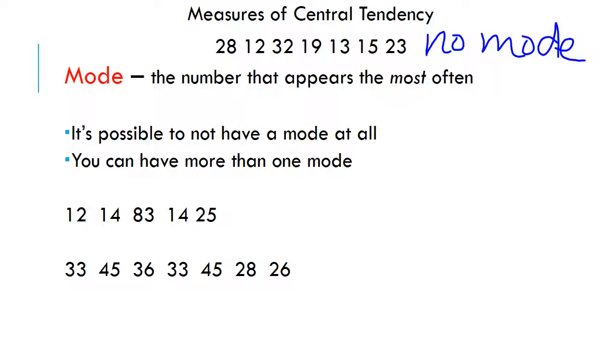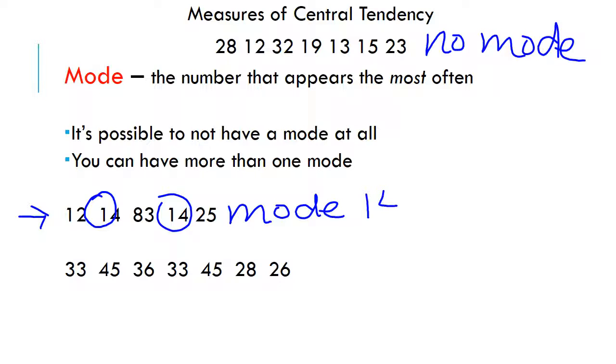But let's look at this set here. We have 12, 14, 83, 14, and 25. Do you see any number that repeats itself? Trisha, do you see a number that repeats itself? Yes, 14 is listed twice. So in this case, our mode is 14.